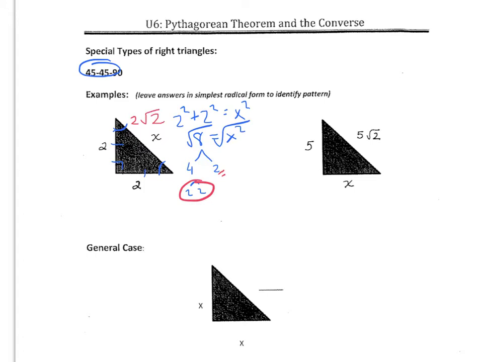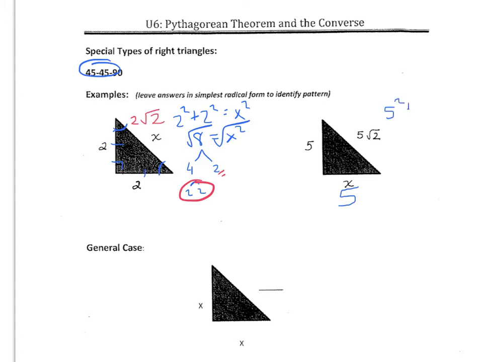If I look at the next one, I have a side of 5, a side of 5, and a side of 5 square root of 2. Well, I've already told you that this is an isosceles triangle, so we would assume that this side should be 5. 5, 5, and 5 square root of 2. But we could do our Pythagorean theorem to check.